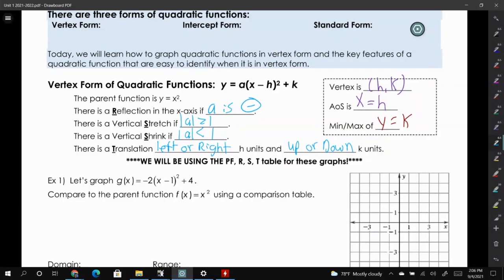Now, you may be saying that we just talked about this, we did this the other day. This idea of a, h, and k comes up all the time, so we're going to spend a lot of our time now really getting that down and understood, so that when we talk about it later, we're not spending so much time on what a, h, and k do.